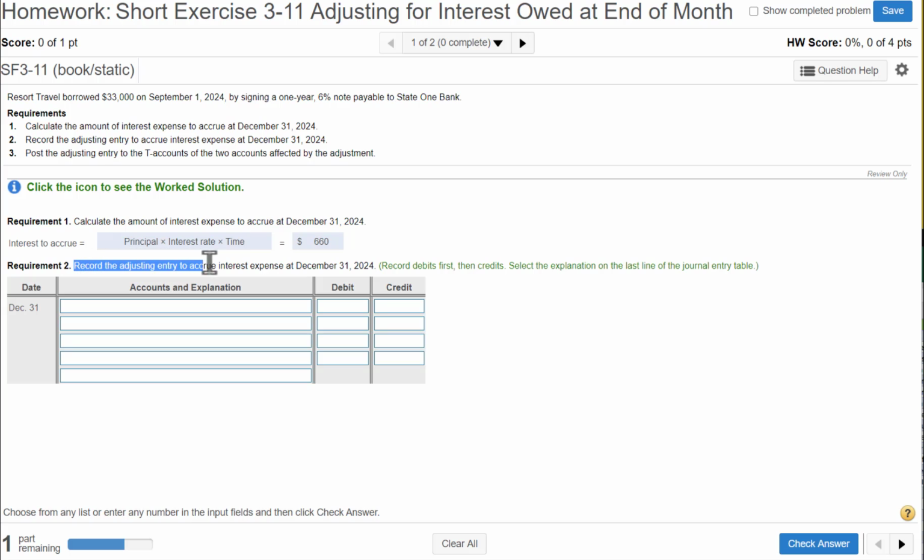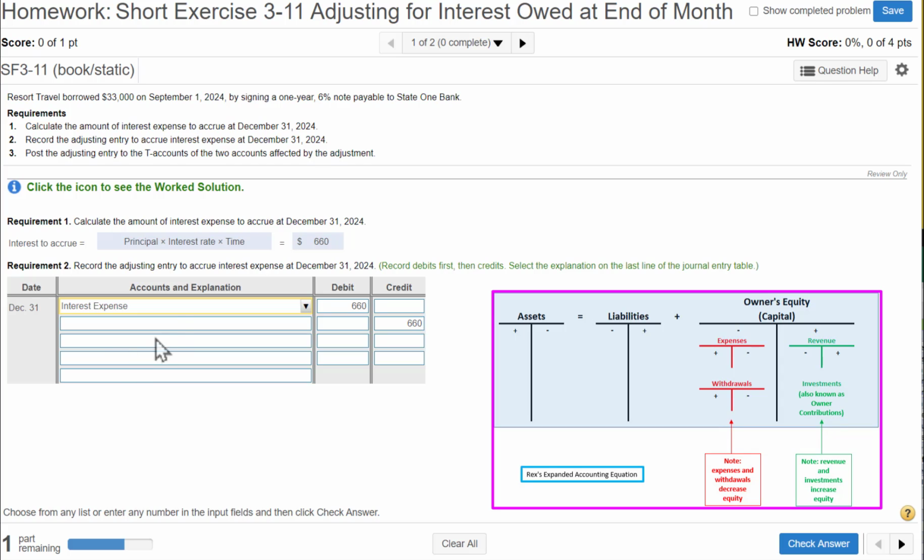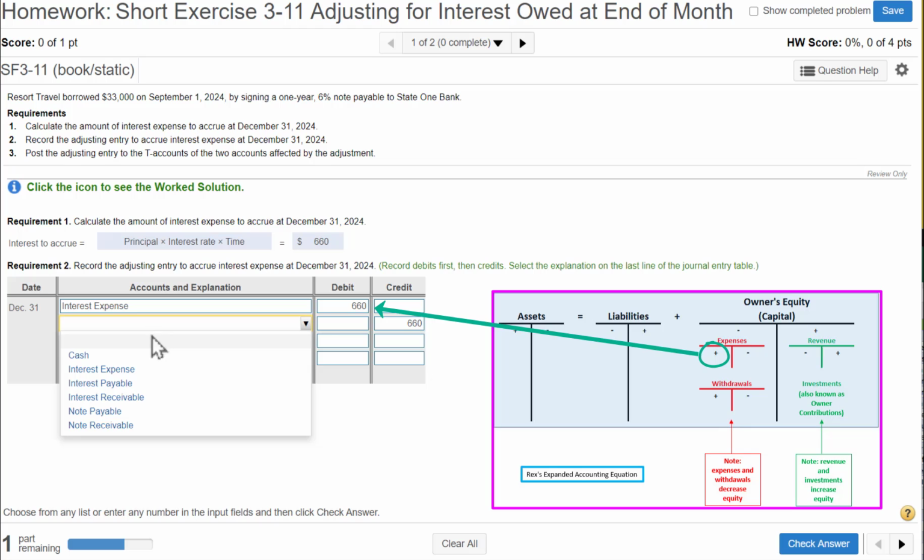Requirement 2, record the adjusting entry to accrue interest expense at the end of the year. So in other words, how much interest do we owe? I'm going to copy and paste the 660. And what's happening is, whenever we owe interest, we have also accrued interest, so that's interest expense. And which way is this interest expense going? Remember, at this point of our accounting learning, expenses only go up. And how do expenses go up? With a debit. And since we owe the interest, the other account is interest payable.